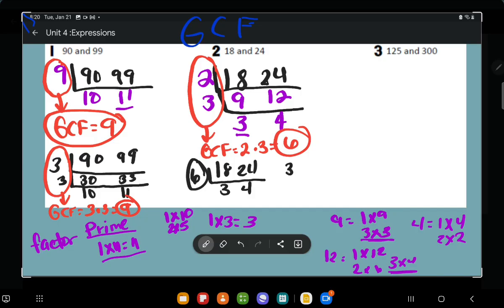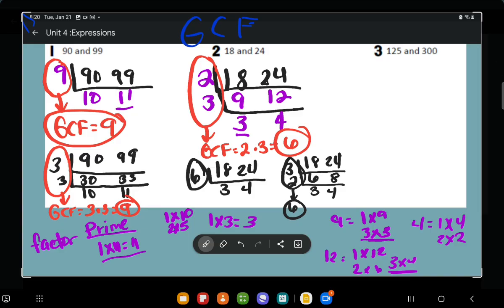Or if you would have started with 3 here: 18 divided by 3 is 6. 24 divided by 3 is 8. You would have got 6 and 8, which are not prime. And then you could have used 2 and got 3 and 4 here. And you would have still got 6. See? So it doesn't matter what factor you start with, as long as you're using a common factor of both of the numbers.